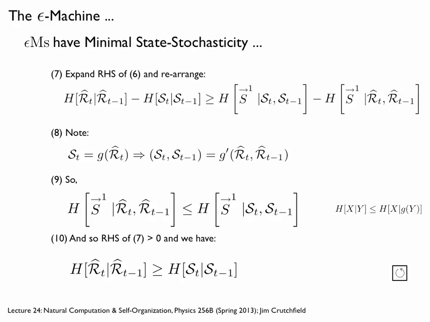However, we know that we can go from rival states to causal states through this function g. That induces a way of going from pairs to saying that pairs of causal states are actually a function, g prime, just the extension of g to pairs, over pairs of rival states.